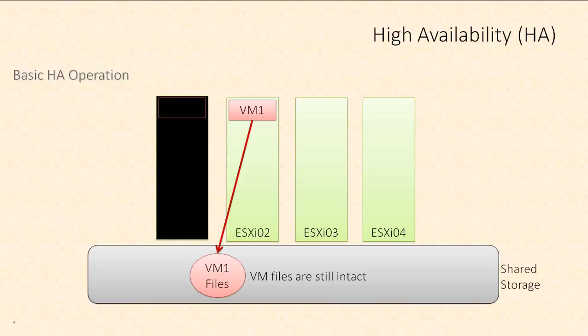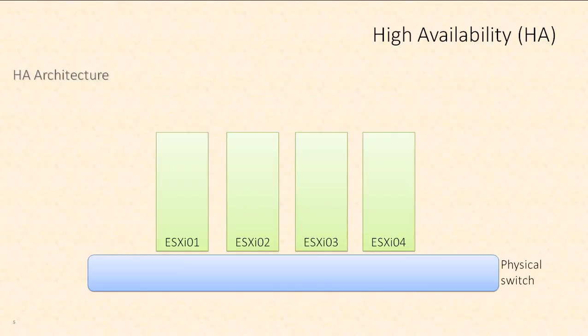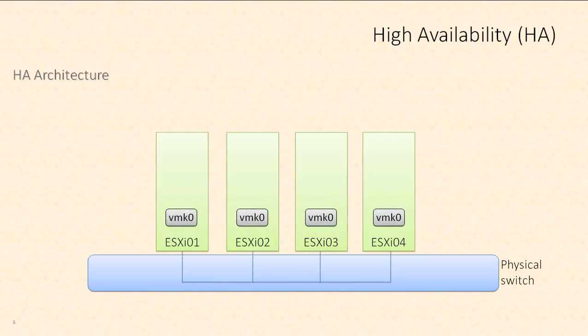Now there's a lot that goes into actually making that happen. So let's take a look at the underlying architecture of high availability. The first thing we need is a management network. So here we see VM kernel ports on each host that are marked for management traffic. These are the VM kernel ports that will carry those high availability heartbeats between these hosts. So that's the first requirement, is we have to have a management network in common between all the ESXi hosts in my cluster.